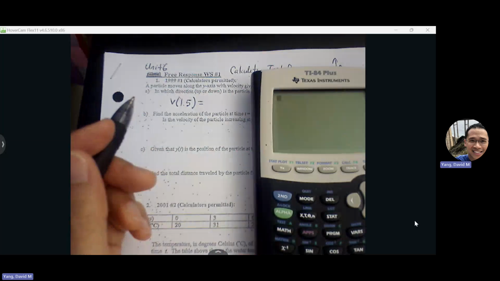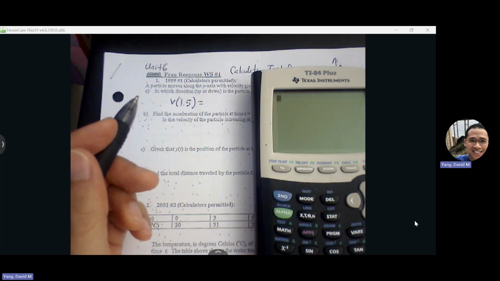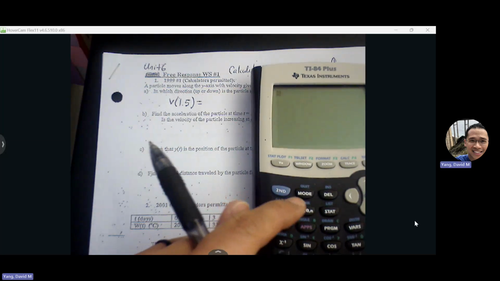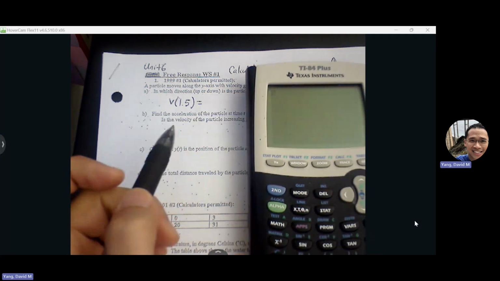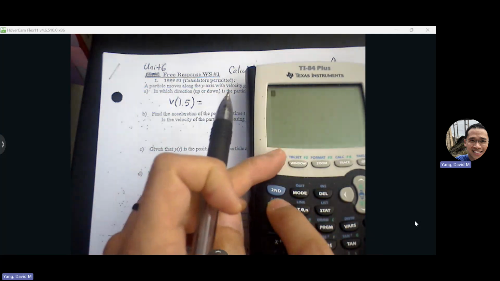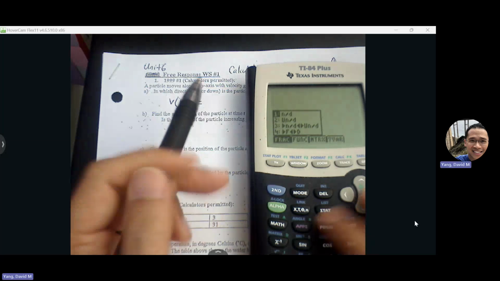If you get out of your main second mode to get down to your home screen, you can do alpha y equals. Sorry, not alpha y equals.